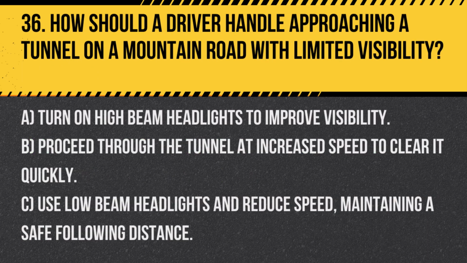Question 36. How should a driver handle approaching a tunnel on a mountain road with limited visibility? A. Turn on high beam headlights to improve visibility. B. Proceed through the tunnel at increased speed to clear it quickly. C. Use low beam headlights and reduce speed, maintaining a safe following distance. Answer: C. Use low beam headlights and reduce speed, maintaining a safe following distance. This approach is safest in conditions of limited visibility, such as in tunnels.